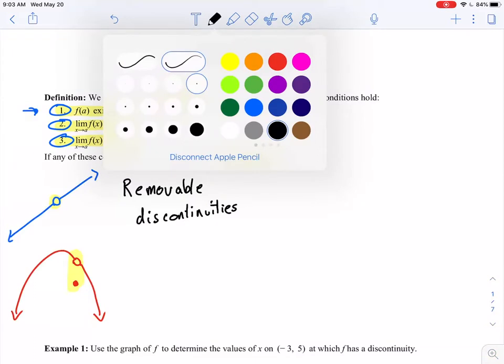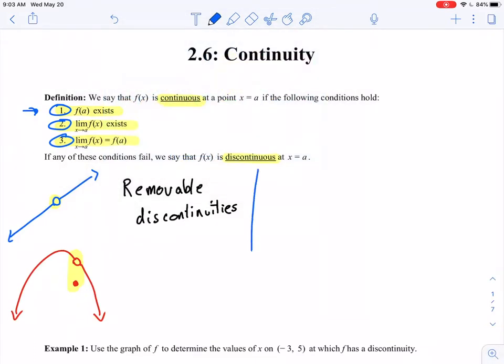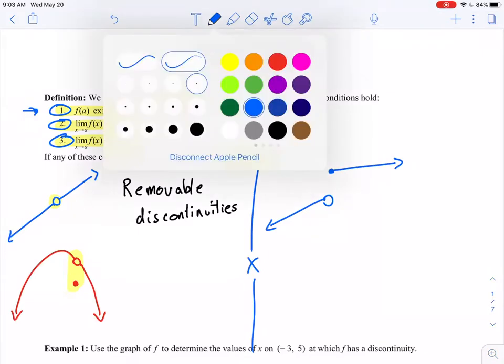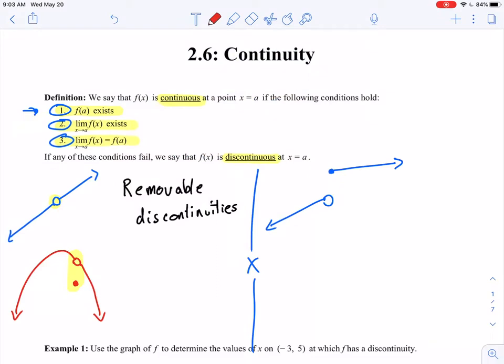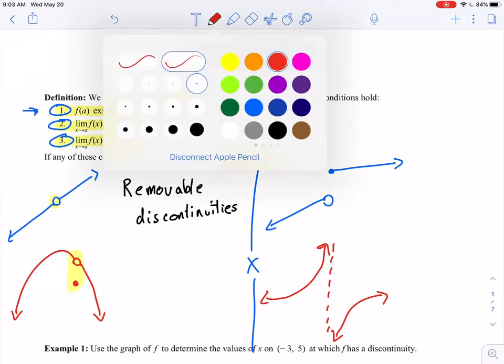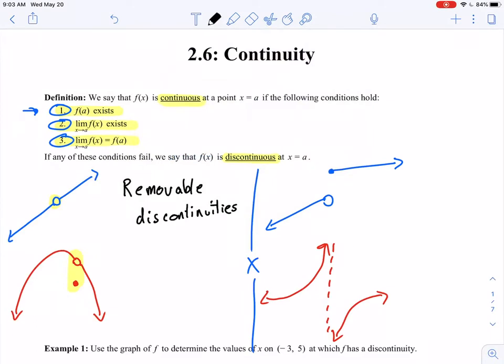Other types of discontinuities we might see: we might see something like a jump, right? We might have a jump discontinuity, so something like this. In a more extreme case, we might have something like a vertical asymptote. That would be a big problem for us. These are bigger problems for us, and we don't like these as much. These are called non-removable discontinuities. I don't remember if there's a hyphen or not, but we'll go ahead and say that there is not.